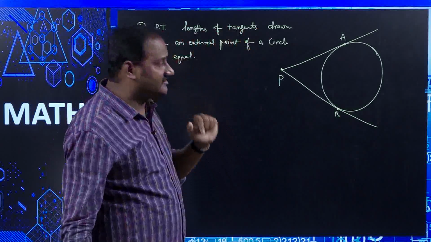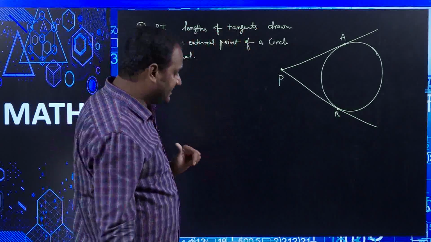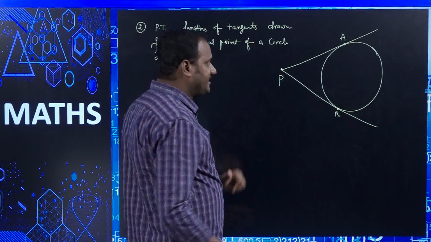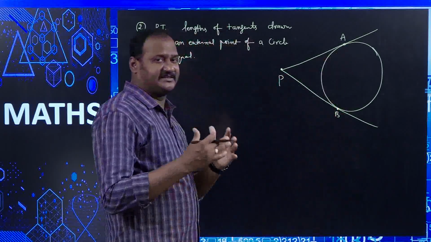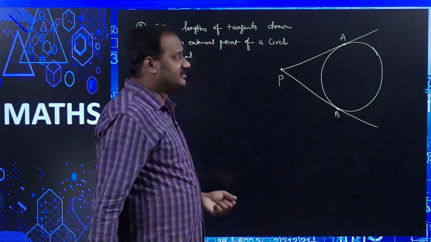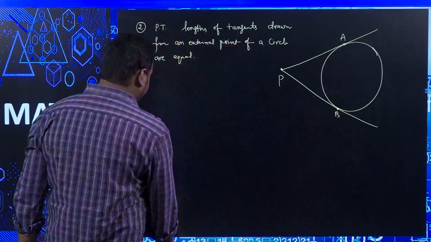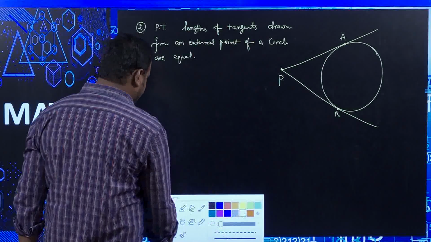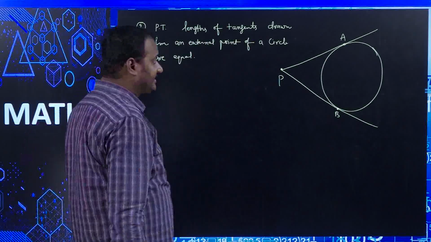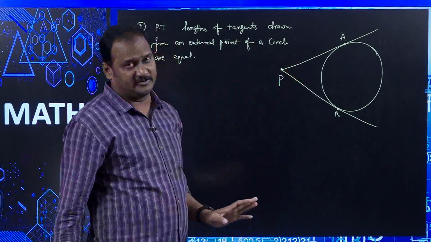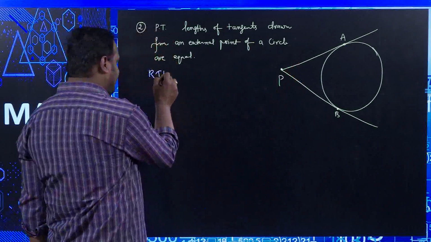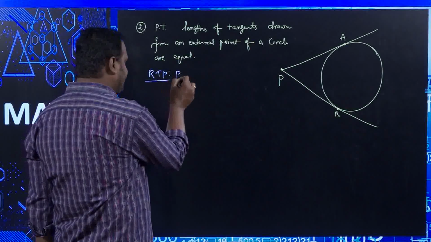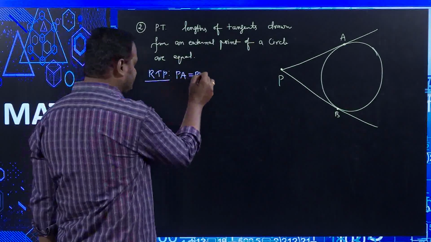So what are the lengths of tangents here? Lengths of tangents from a point P. PA is one tangent and PB is one more tangent, which can be considered as the lengths of tangents. So we need to prove that the lengths of tangents drawn from an external point of a circle are equal. What do you mean by that? You need to prove PA is equal to PB. So that is what is to be proved. RTP is PA is equal to PB.